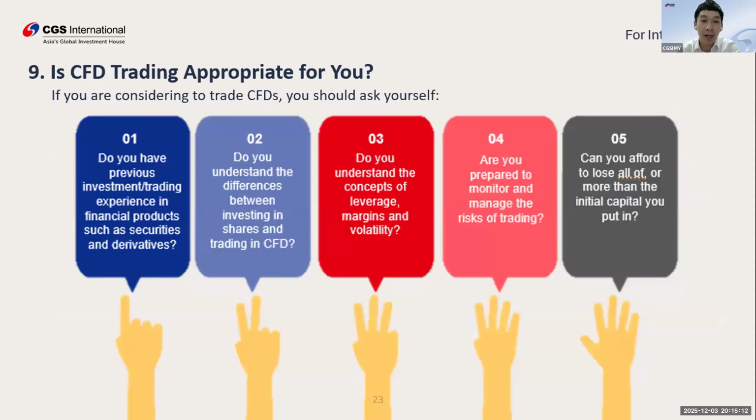Okay, so another thing that can help you to identify whether you are suitable for trading CFD, you might ask yourself some of these questions. So do you have any previous experience trading financial products such as securities and derivatives? Or do you understand the differences between investing in shares and trading CFD? And do you understand the concept of leverage, margins, and volatility? Okay. Are you prepared to monitor and manage risk of trading? Or can you afford to lose all of or more than the initial capital that you put in? So these are some of the questions that you need to ask yourself before opening a CFD account.